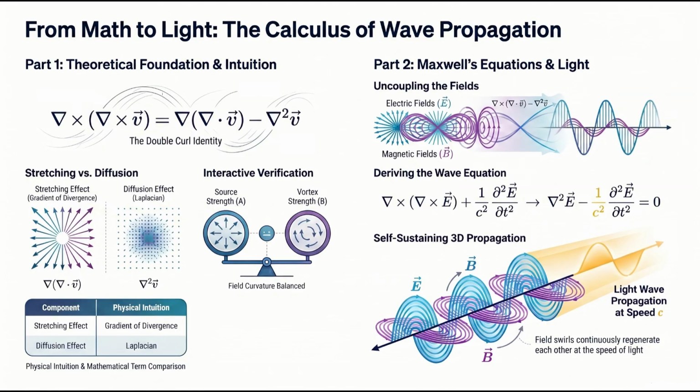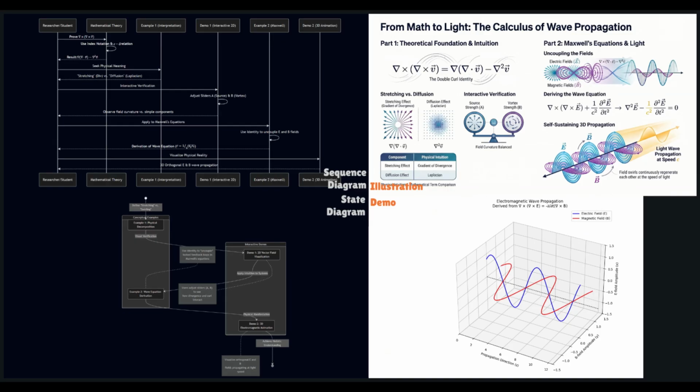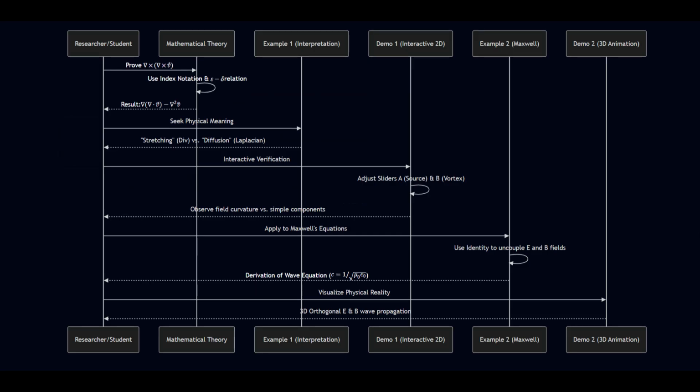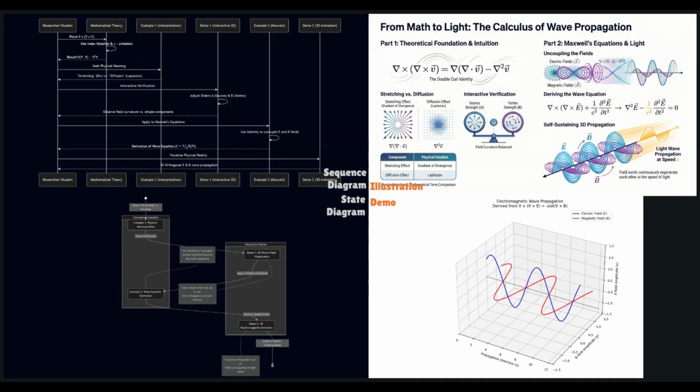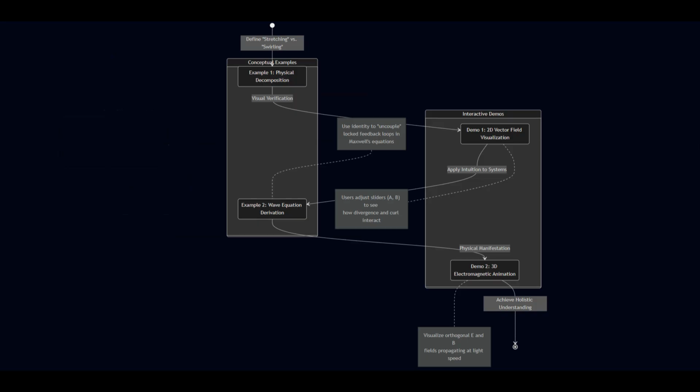The sequence diagram highlights the sheet's role as a roadmap for logical progression. The workflow of discovery. It tracks the researcher's path from the initial analytical proof through to the final physical manifestation. Without the derivation sheet, there would be no framework to connect the stretching of a fluid to the way light moves through a vacuum. Active interaction.